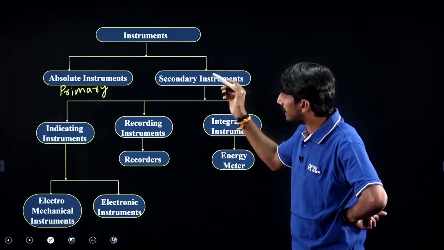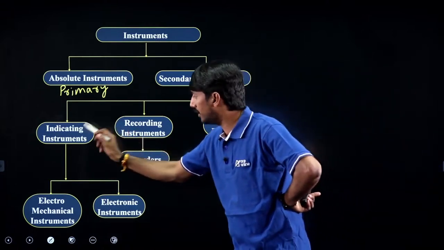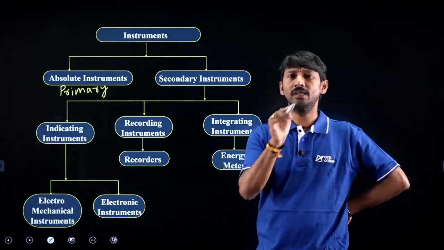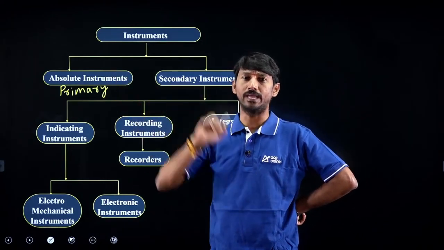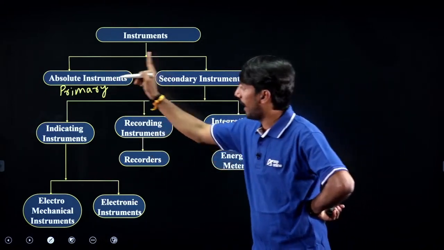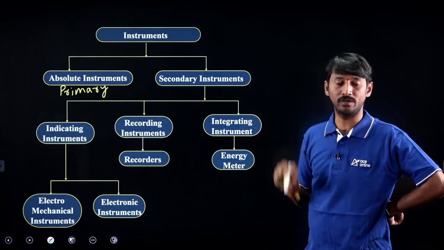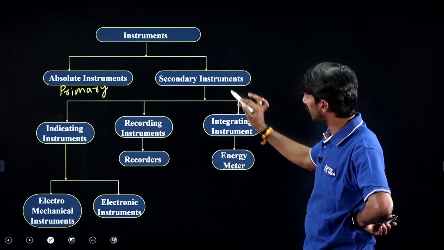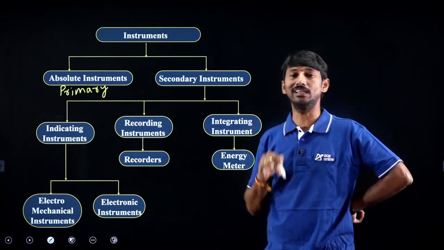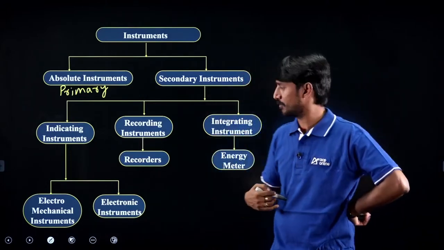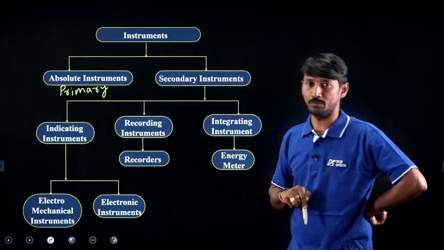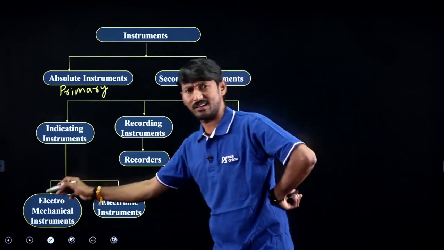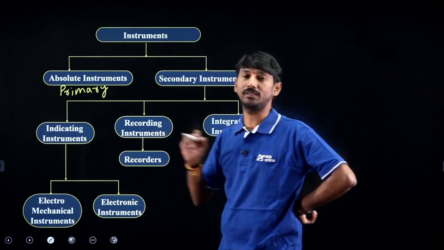Secondary instruments are again classified into indicating, recording and integrating instruments. You may get a question like: indicating instruments are dash type, first option primary type, second option absolute type, third option secondary type, fourth option none of the above or all of the above. What is the answer? Indicating, recording and integrating all come under the secondary instrument category. Next, indicating instruments are again of two types: electromechanical instruments and electronic instruments. These are electrical instruments, and we say these are electronic instruments.